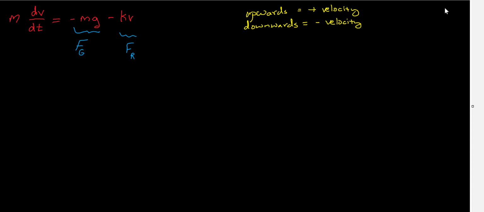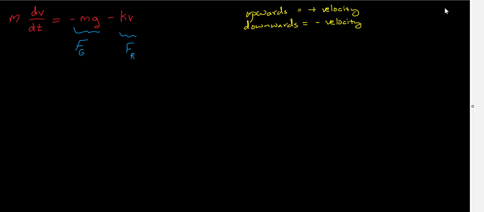Everyone, in this video, I'd like to talk about an object that is falling down towards Earth. So in this model, I'm going to assume that the upwards direction away from Earth refers to positive velocity, and that downwards motion has negative velocity. So that's just how I'm defining my coordinate system.